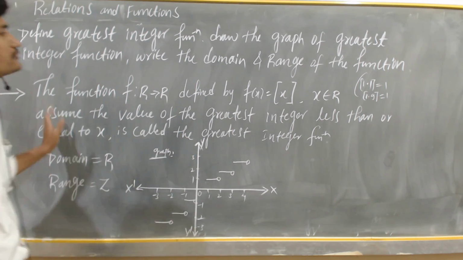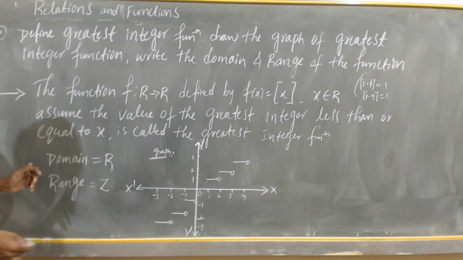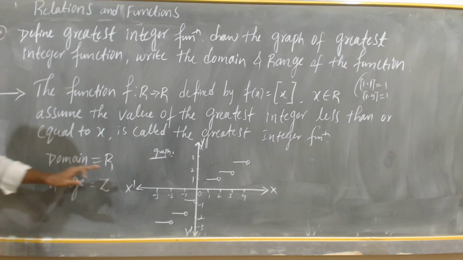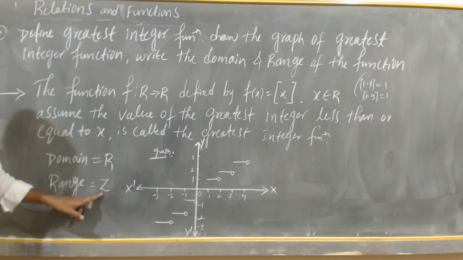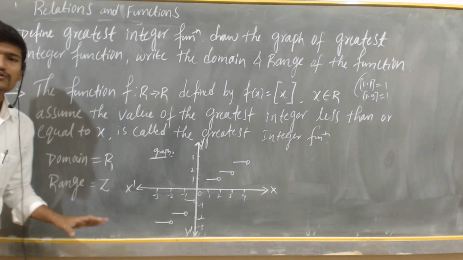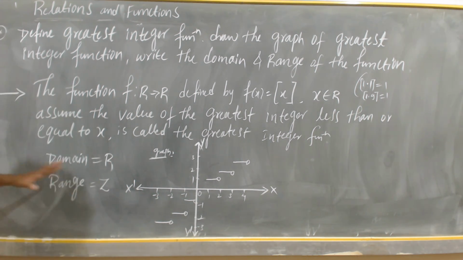Now the given greatest integer function's domain is capital R, and the range is Z. Z is the indication of integers. Okay, integers it is.